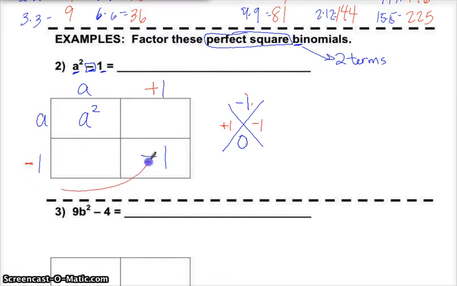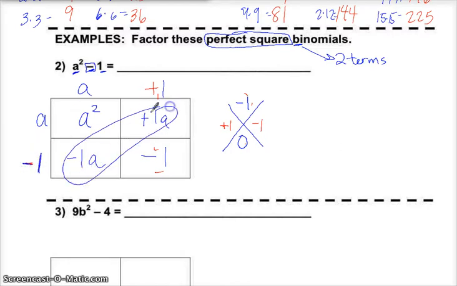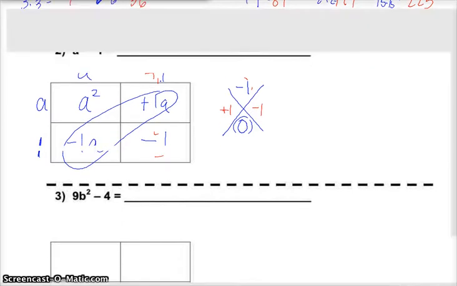How did I know that? Because when you multiply the row times the column, I need to get this result. A +1 times -1 would give me this -1 right here. Then we would have a times +1, which is +1a, and a times -1, which is -1a, and when we add these up, they cancel and give us this 0. That's not there. So what are my factors? My factors are a plus 1 times a minus 1. We'll come back to that.